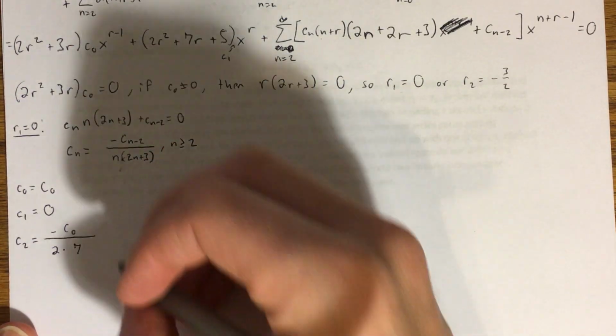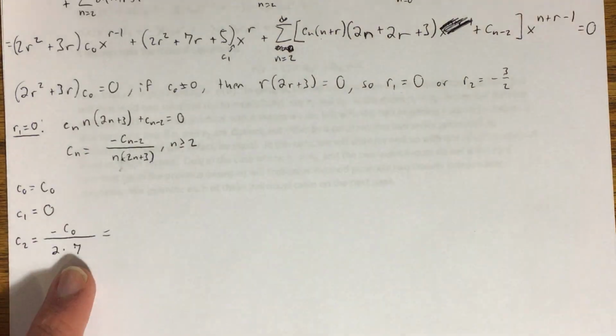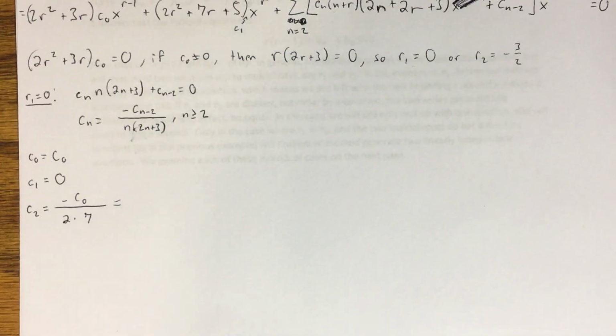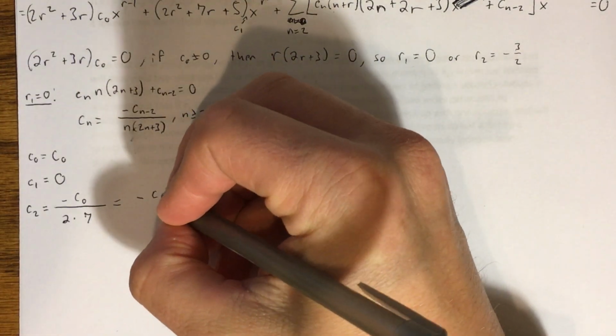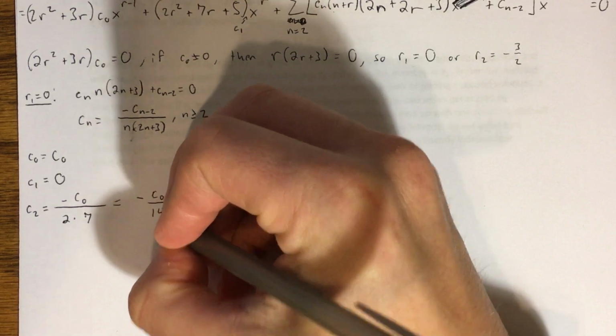7. Okay. Now in the past, I've left this as a product because we're trying to establish some kind of a pattern. There's not an easily recognizable pattern that's going to occur here, and we're not going to try to put this thing in summation notation anyways. So this is one example where I will do that product. This is equal to negative C naught over 14.